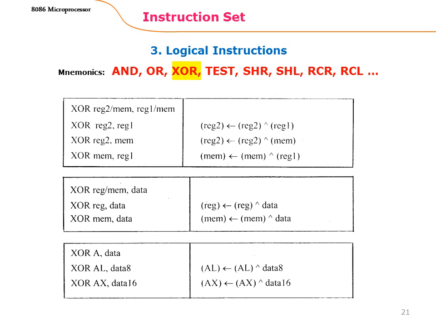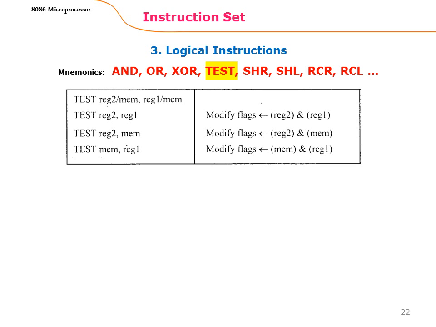XOR AL, 8-bit data. The XOR operation is done between the content of AL and immediate data in the instruction, and the result is updated in the AL register. TEST is used to test for WAIT input to go low. TEST register, register; TEST register, memory; TEST memory, register.